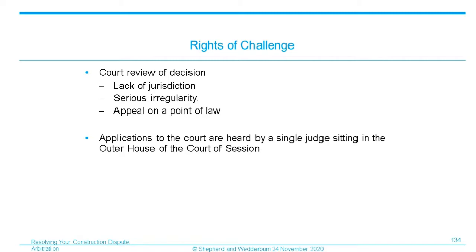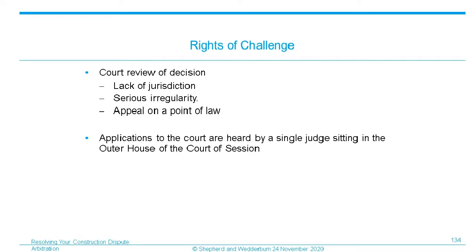The final ground for challenge is that the tribunal erred on a point of law. Unlike the other two grounds of challenge, which are mandatory, this ground can be modified or disapplied by parties in their arbitration agreement. An appeal may only be made by agreement between the parties or with the leave of the court. The court will only grant leave in one of two situations. The first situation is where the point at issue substantially affects parties' rights and the tribunal's decision on the point was obviously wrong. The second situation is where the point is of general importance and the tribunal's decision is open to serious doubt.